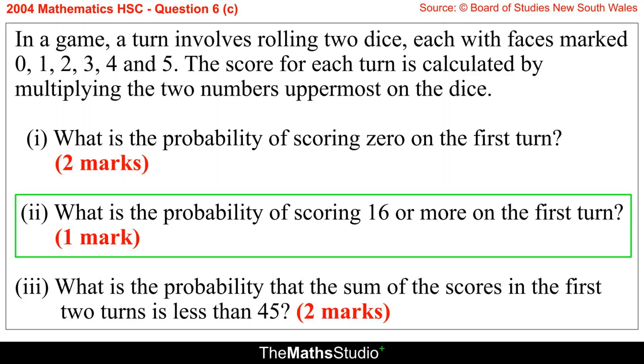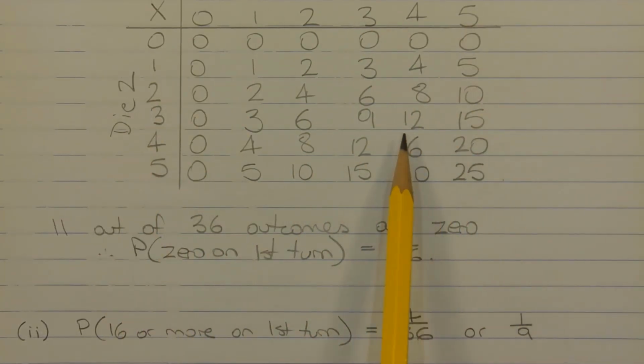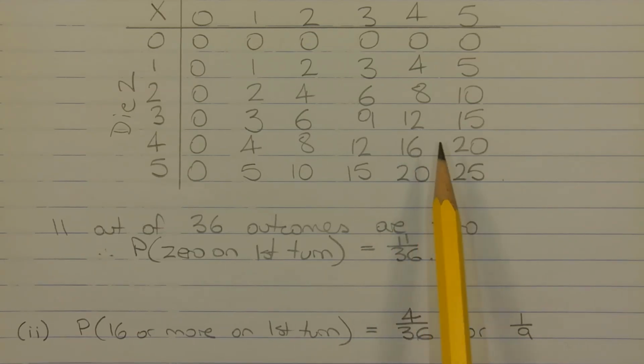Part 2. What is the probability of scoring 16 or more on the first turn? Out of the 36 outcomes, 4 of the outcomes show a result of 16 or more. So we have 16, 20, 20, and 25. Therefore, the probability of 16 or more on the first turn is 4 out of 36, which simplifies to 1 over 9.